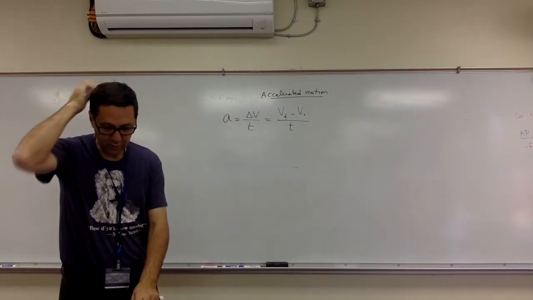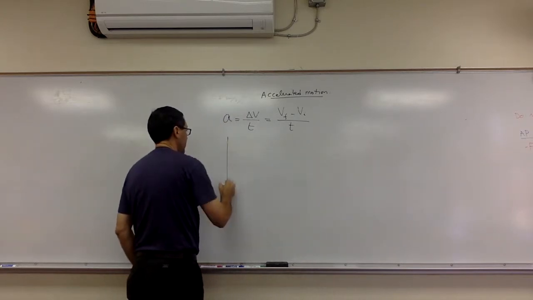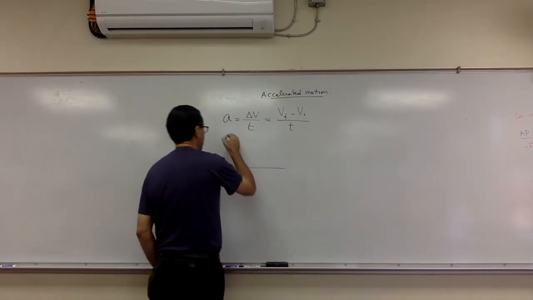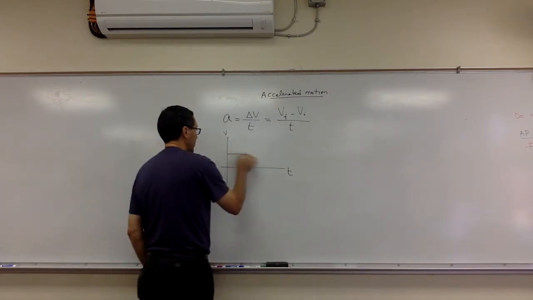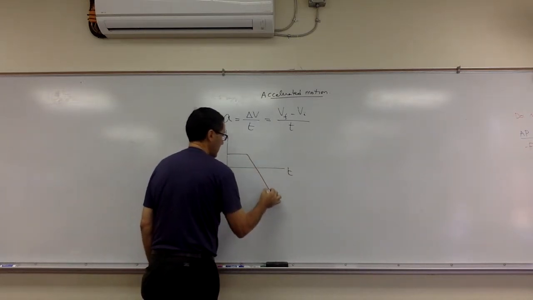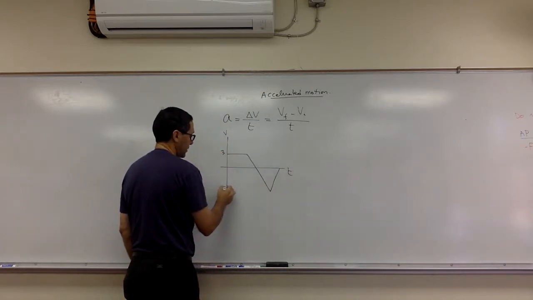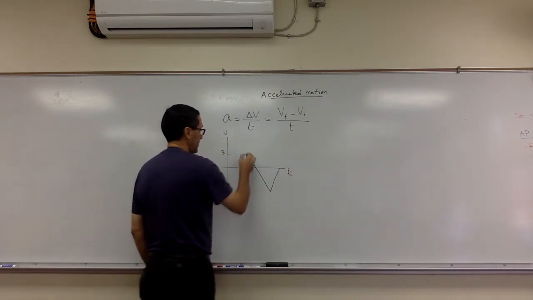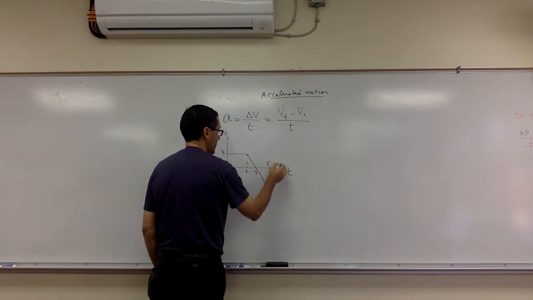So I gave you the formula. Now let's see if we can find acceleration from a velocity time graph. Let's say my graph looks something like that. I'm going to throw some numbers here. This is 3, this is -5. I'm going to say this is 2 seconds, 3 seconds, 5 seconds, and 6 seconds.